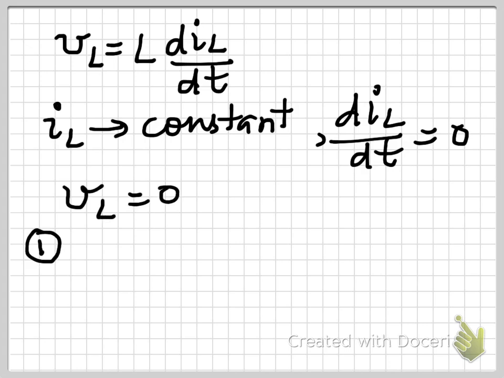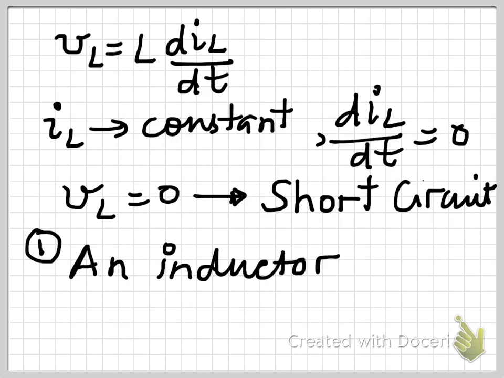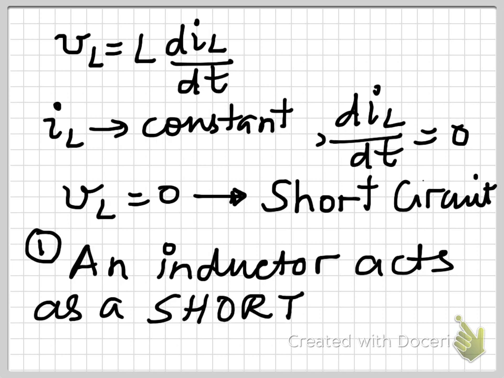So first, a concluding statement about the behavior of the inductor: the voltage across an inductor is 0 when the current flowing through the inductor is constant. What this voltage 0 tells us is that this is a short circuit. So an inductor, when it's fully charged, acts as a short for DC.